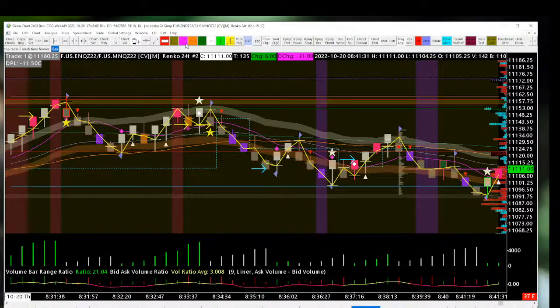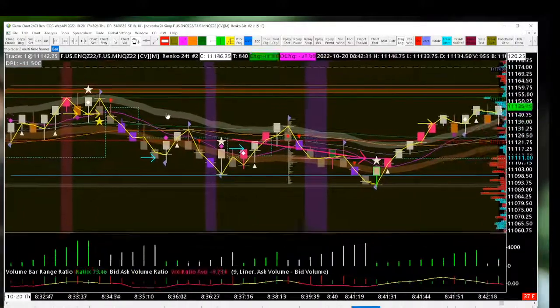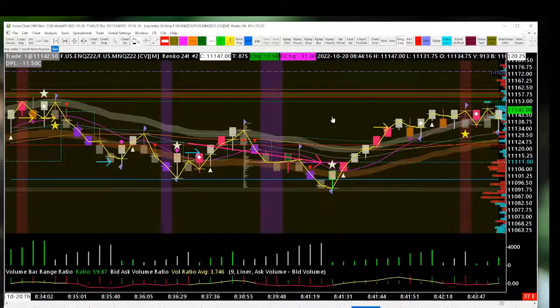Okay, so there's the POC. I need to have a long. I can't take this one unless it's a trap trade. But I've got to get volume above that and then pull back. So volume's above it. Now any pullback can be bought.